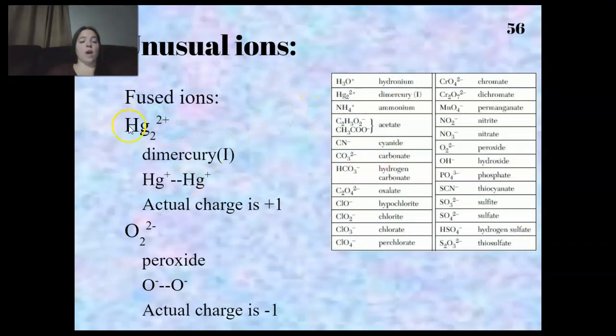Fused ions. So you've got mercury and oxygen. Dimercury is a Hg2, and it makes a +1 charge. So that one's very specific. It's up here, right there. And then you've got peroxide, which is 2 oxygens right here. It's actually a -1 charge. You've got two negative charges, which causes a -1 charge. Just go with it.